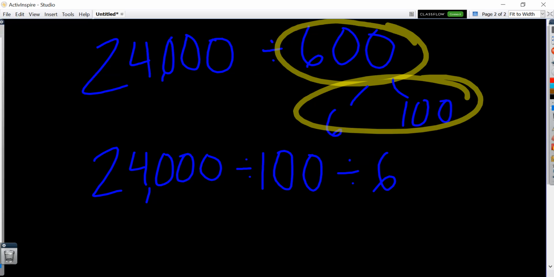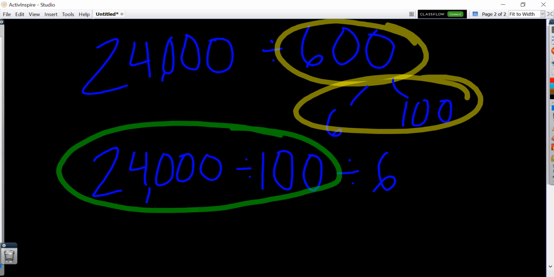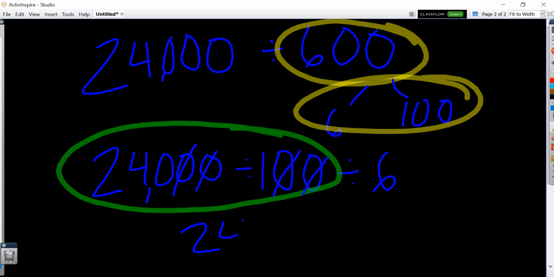Okay, well, now we can make this more manageable in our brain, because now we can go ahead and do the first part of our sentence. Well, we can do the 24,000 divided by 100. Well, thousands divided by 100, we take those zeros, we get rid of them, because 1,000 divided by 100 is 10, so there should be only 1 zero in our answer. So let's just visualize it by crossing those out. Yeah, it should be 240 divided by 6 now.